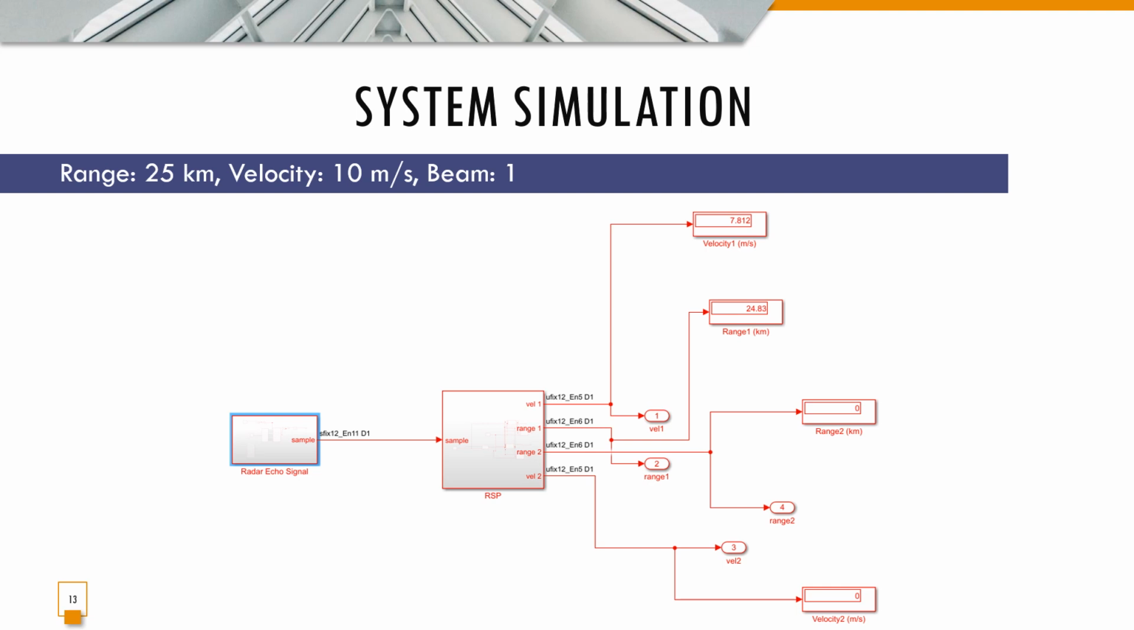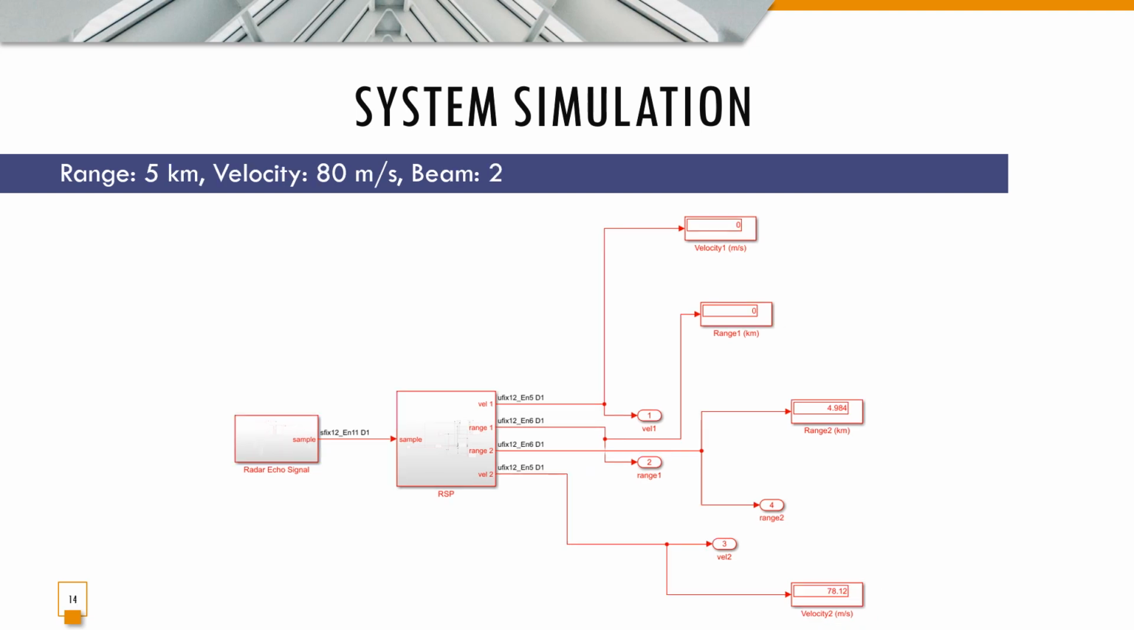In the second simulation, we can see that there are also small errors in the results. In the third simulation, we can see that the system can determine the beam correctly and the small errors are still the same.